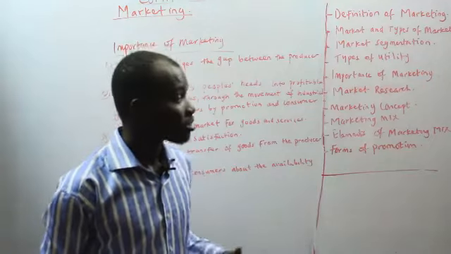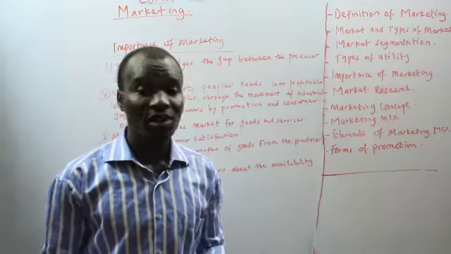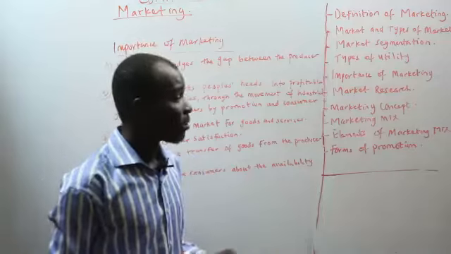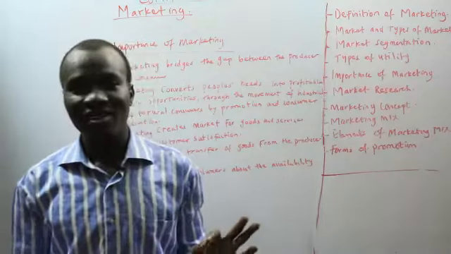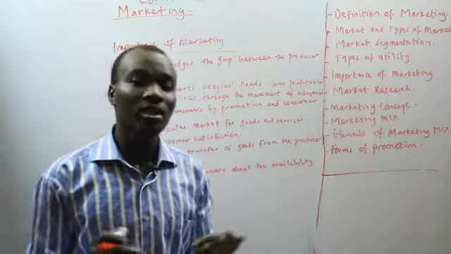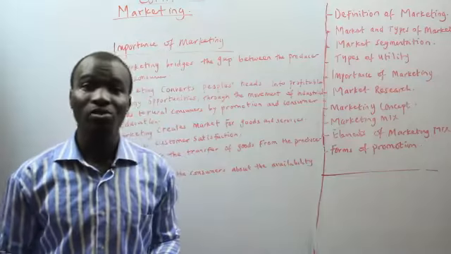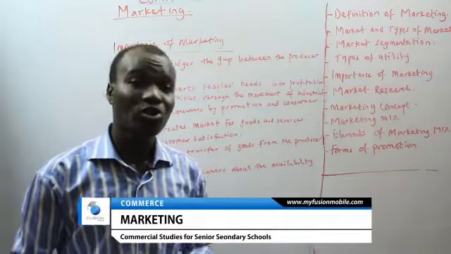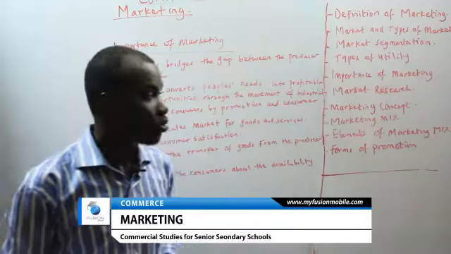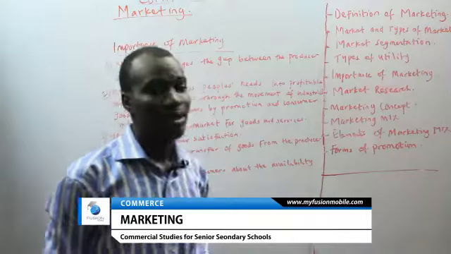And also, when talking about this aspect of the concept, we look at consumer sovereignty and consumer orientation. Consumer sovereignty means the rights of the consumer should be fully satisfied, that the consumer is always right. So in marketing, the consumer should always be right, and the needs of the consumer should be fully satisfied. So that is what the marketing concept is saying.